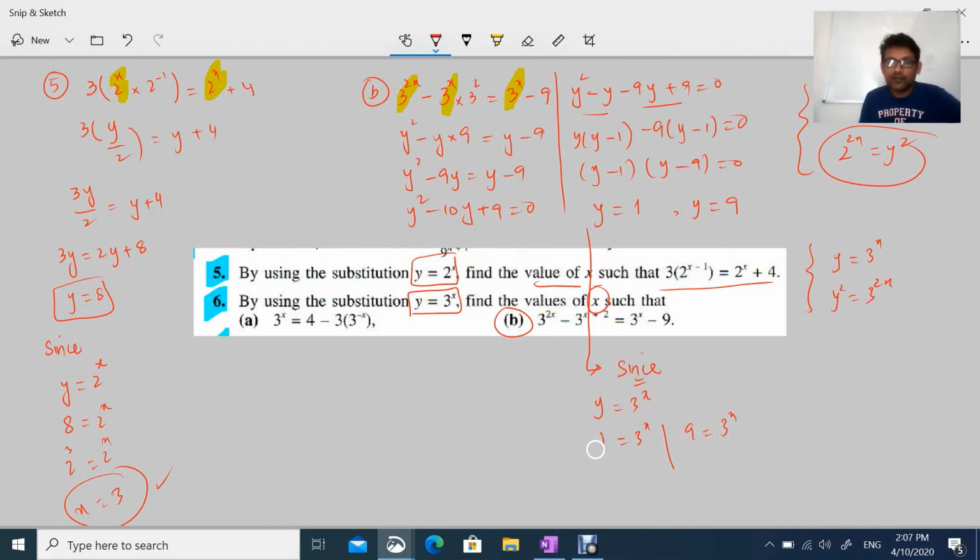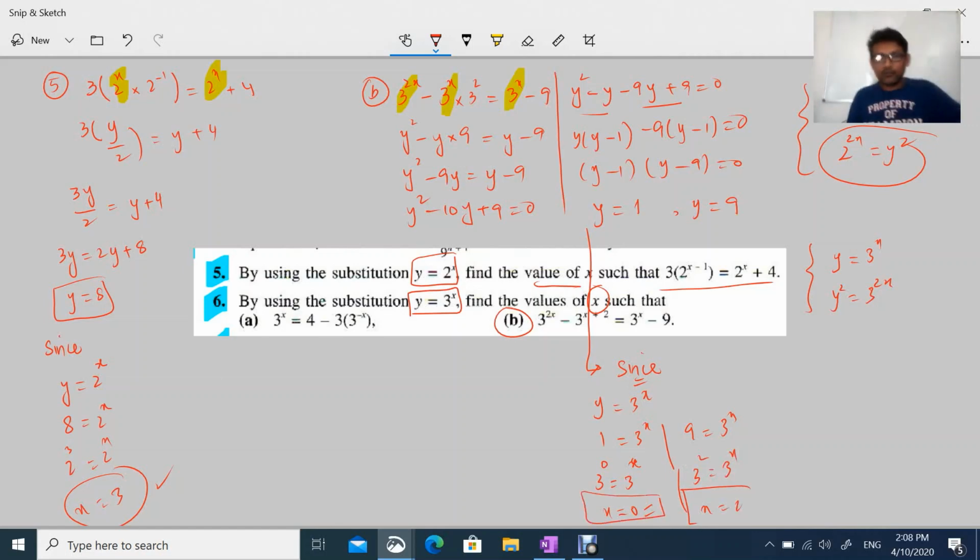Remember, 1 is there. If I need base 3, I will write 3 power 0 is 1, and 3 power 0 is 3 power x. So x equals 0, the first value. Second, 3 power 2 is equal to 3 power x and x is equal to 2. I mean, these are the methods to find it, and this we have done.